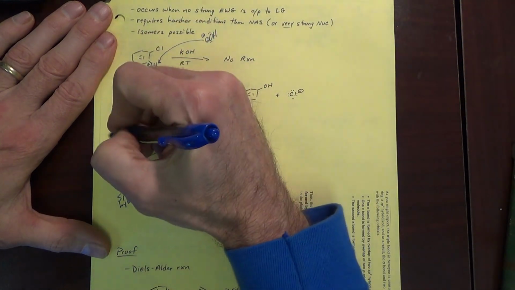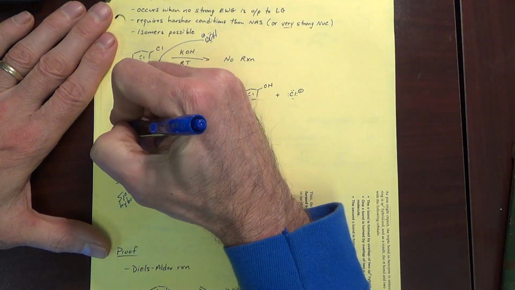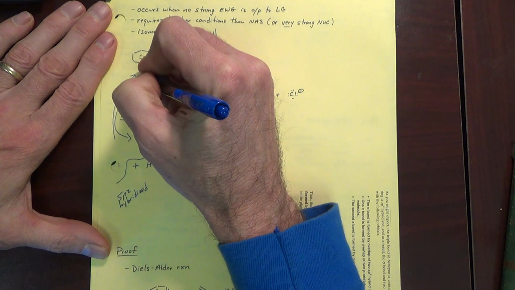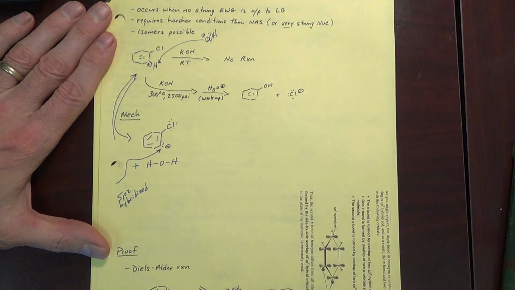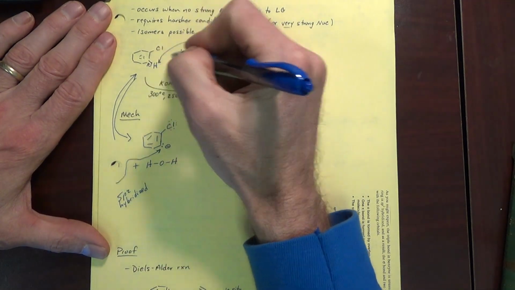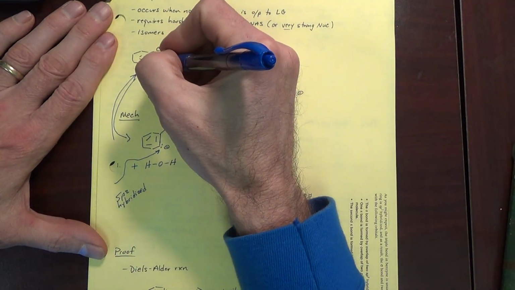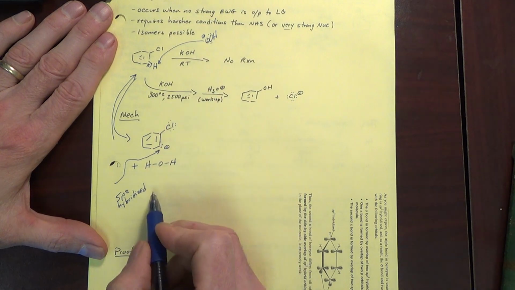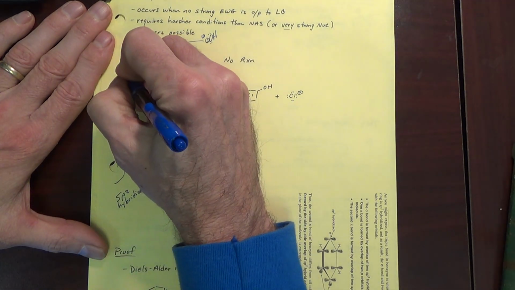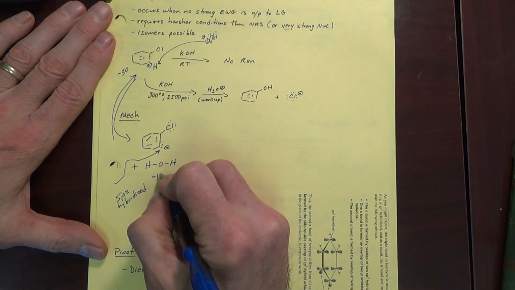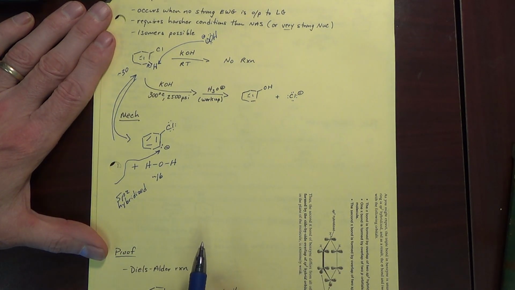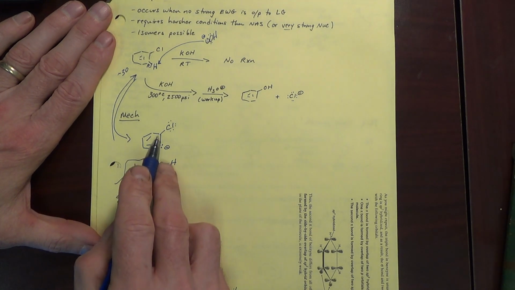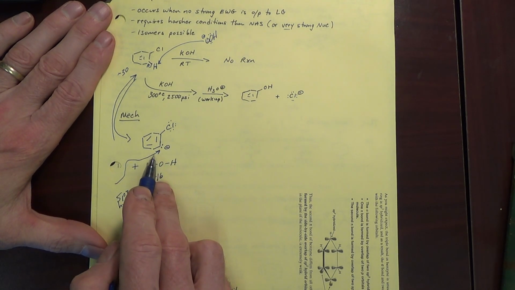Now the equilibrium probably, or no doubt, favors the starting side. All right? The pKa here is probably about 30. The pKa of water is 16. Let's say about 30, about 16. We see the weaker acid is favored by 10 to the 14. That's huge. But that doesn't mean we can't form some of this.